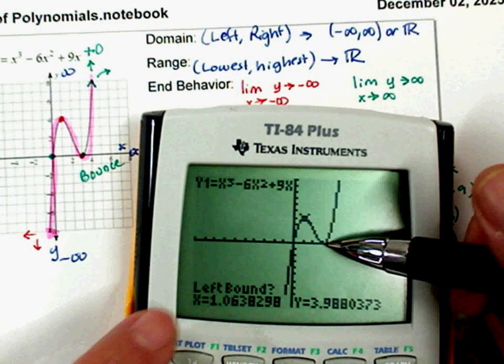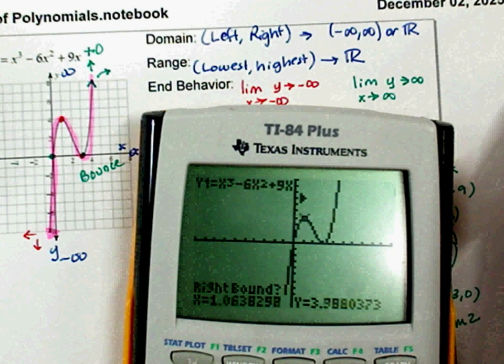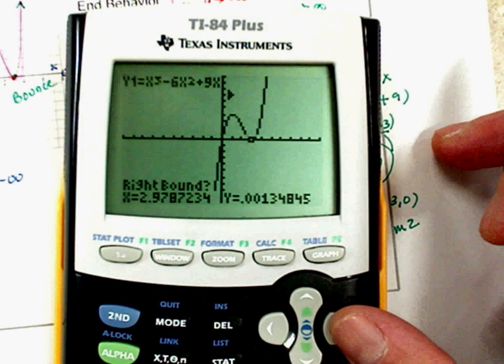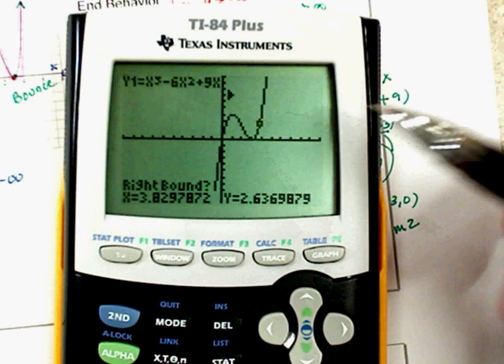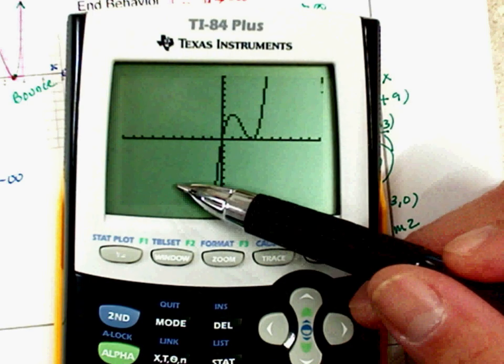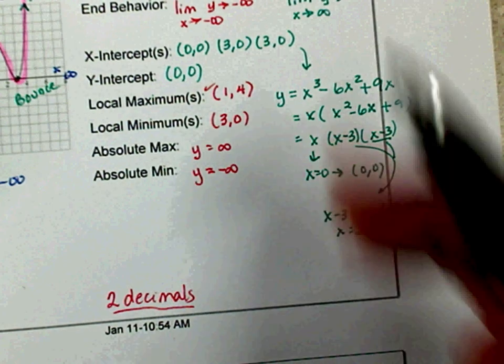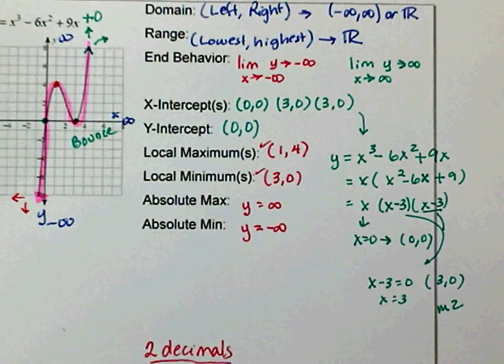Left bound is my cursor to the left of that. Push enter. Use the left and right. Please don't use the up and down because you're setting boundaries on the left and right. That was my minimum. To the right of it, push enter. See how it says minimum is 3 and 0? And that checks. So that's how you can check your minimum and maximum.